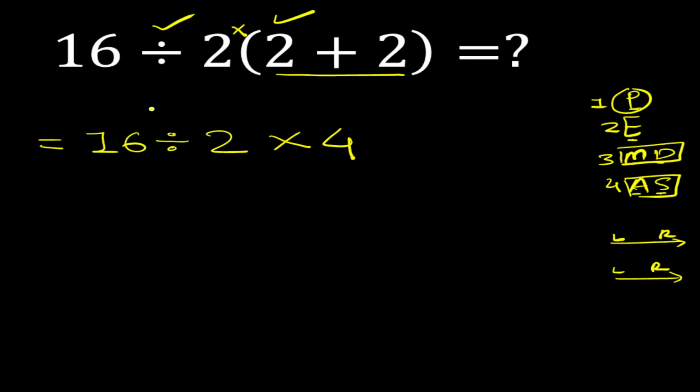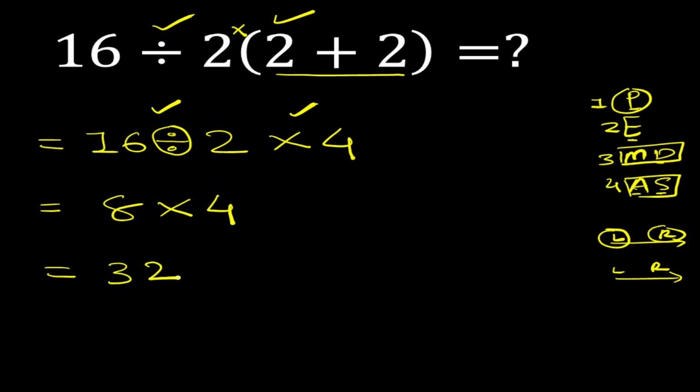Alright. Now here we have one division and here we have one multiplication, and both have equal priority. So we have to solve it from left to right. So first we have to solve this division, right? So 16 divided by 2 is equal to 8 times 4. Now 8 times 4 is equal to 32. So the correct answer is 32.